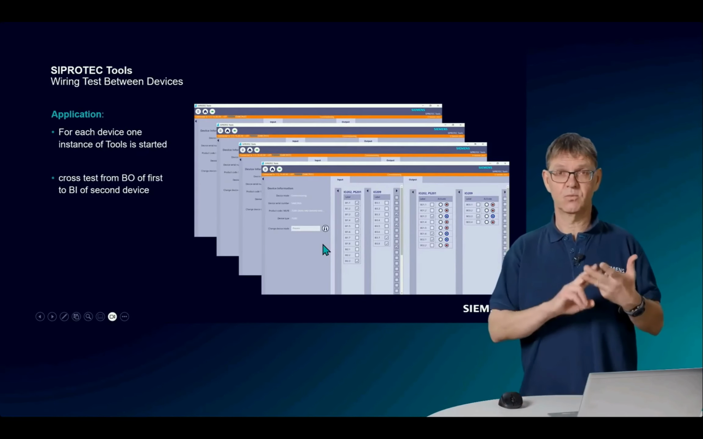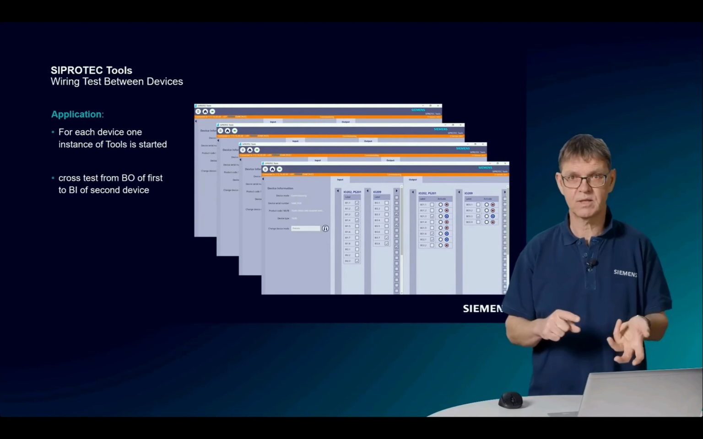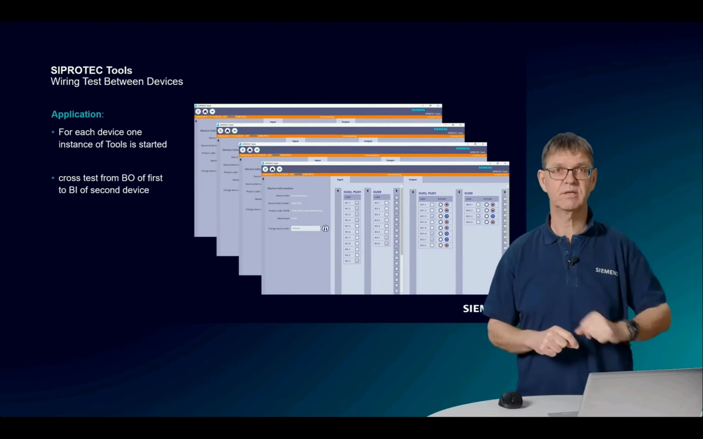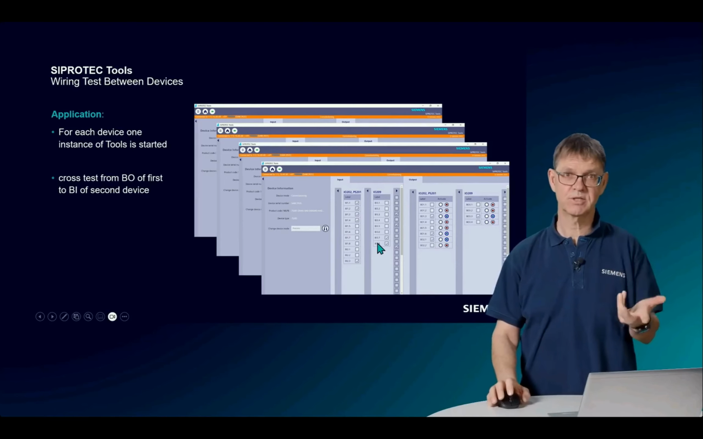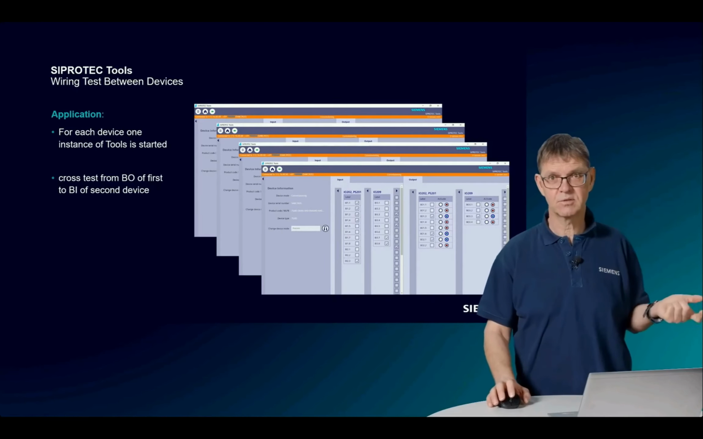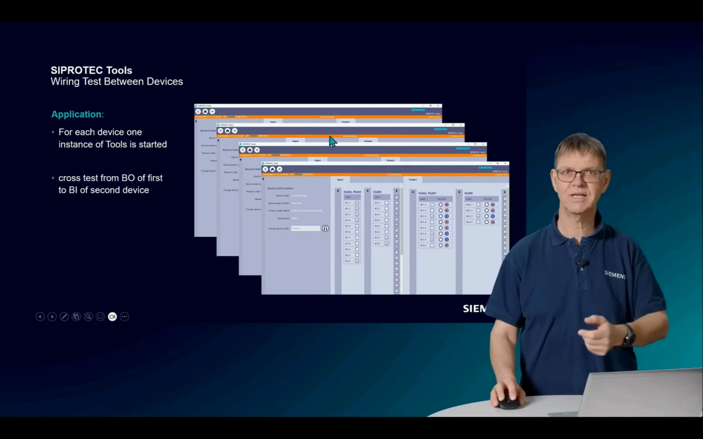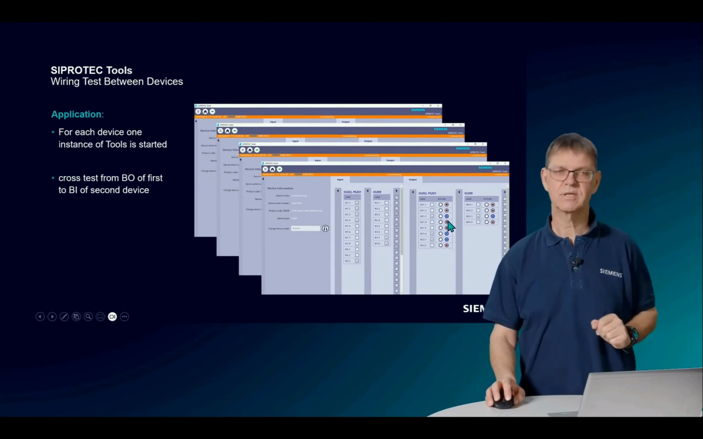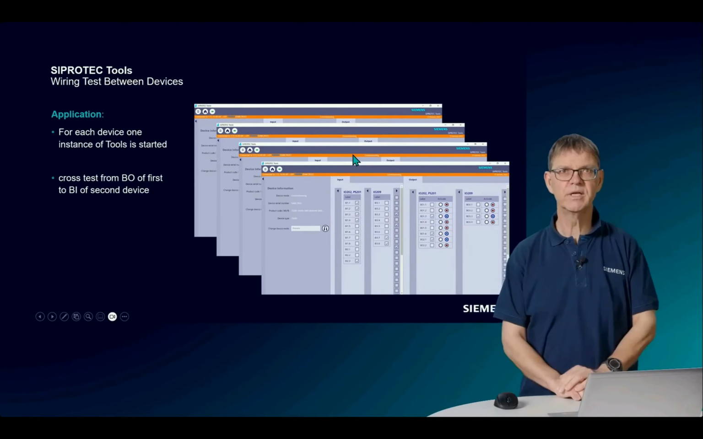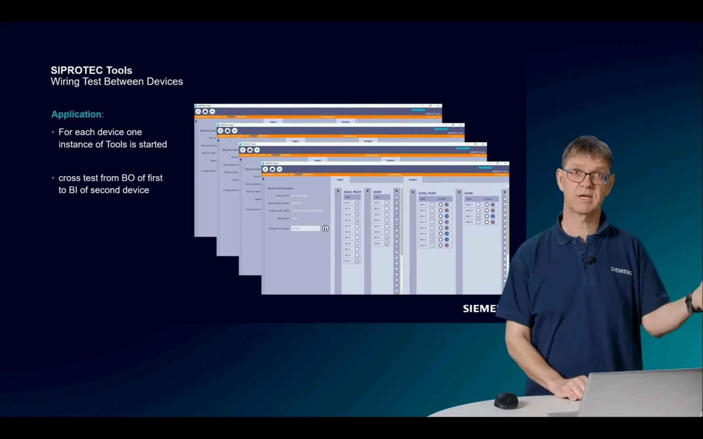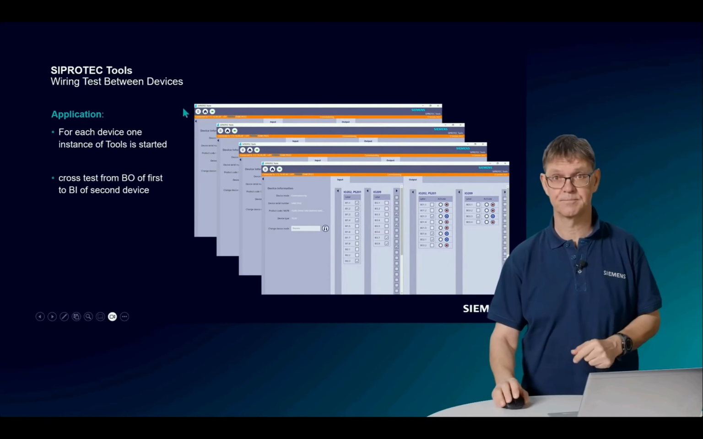Then you can test wiring between SIPROTEC 5 devices in a cubicle. In that way, you can, for example, activate a contact on one device, and you can start these SIPROTEC Tools several times and connect each to another relay, for example here like 4 relays. And then you can activate a contact on one relay and then go to the next screen and see if the respective binary input is high or not. So you can also check the cross wiring very, very easily here.